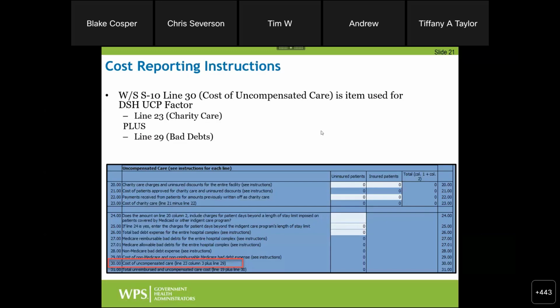So now we are going to start talking about the cost reporting instructions themselves. We're going to start from the bottom and work our way up.